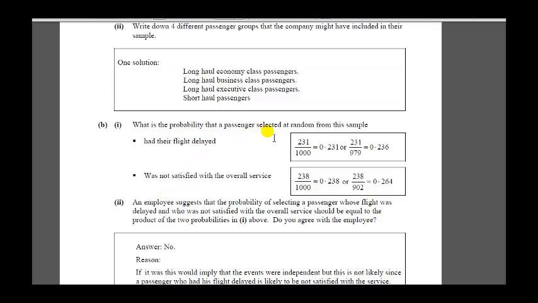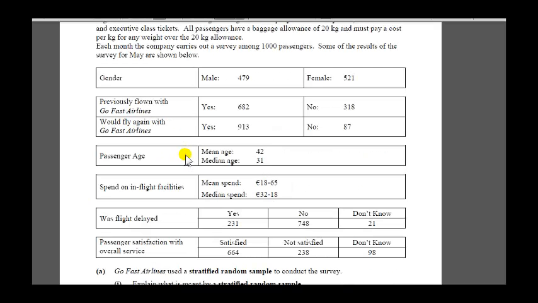Next, we get the probability that a passenger selected at random from this sample had their flight delayed. If we go back to the table, the number that said their flight was delayed was 231, so that's out of 1,000 people. Now 21 people said that they were unsure whether their flight was delayed, so we could discard these 21 people and just take those people who were sure of whether or not their flight was delayed.